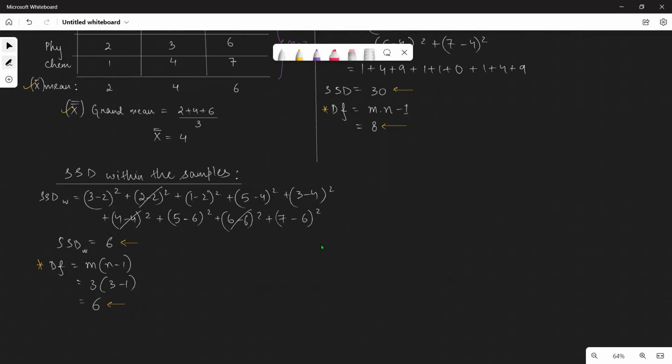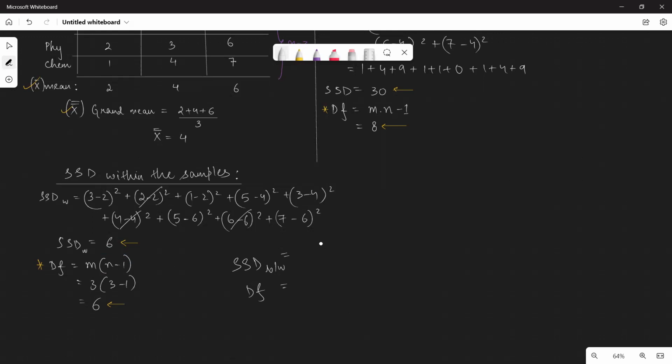Can you people tell me what will be SSD between? Can you tell me, without doing any calculations, and the degree of freedom? What ideally it should be. Okay, so it would be 24, would it? Because we had 30 for the overall general SSD.